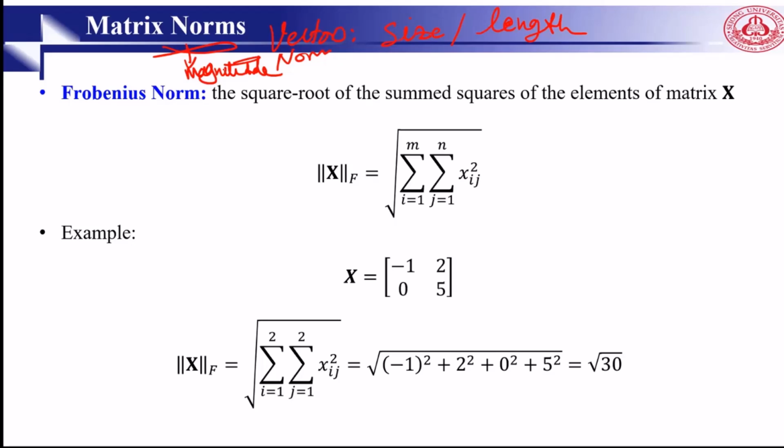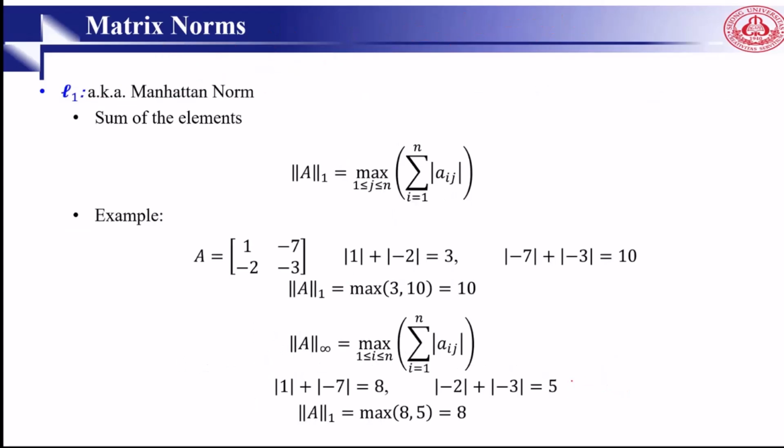The first one is the Frobenius norm. Here, the square root of the sum of squares of the elements is the norm. Very simple. We first square each element, then we sum them together. It's very easy, right? So the square root of the sum of the squares of all elements is like the Euclidean norm of a vector. So here we have a matrix X, for example, with 4 elements, just the square root of minus 1 squared plus 2 squared plus 0 squared plus 5 squared, which gives us the square root of 13.